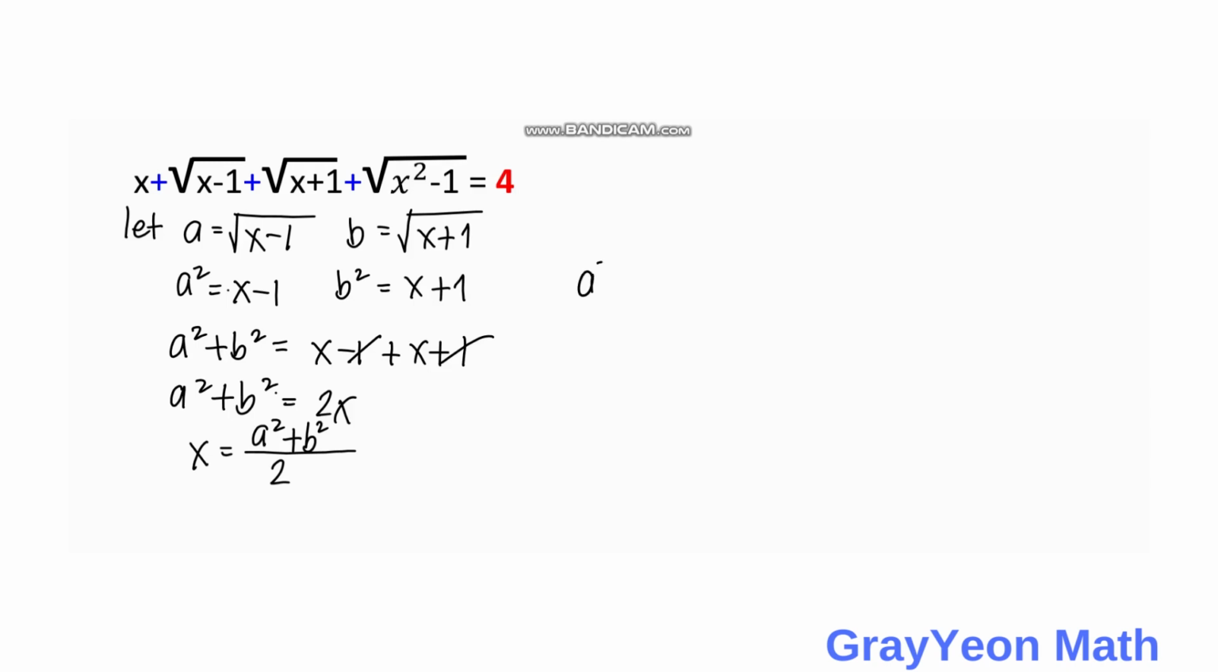Next is we subtract the value of b squared from a squared. So we have a squared minus b squared is equal to x minus 1 minus x plus 1. So we have x minus x minus 1 minus 1. Then we have a squared minus b squared is equal to negative 2.